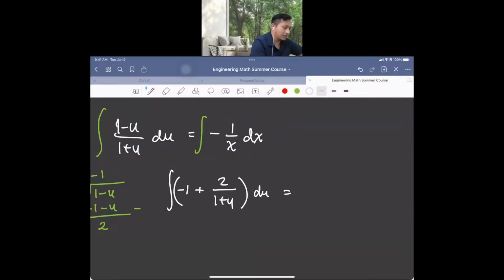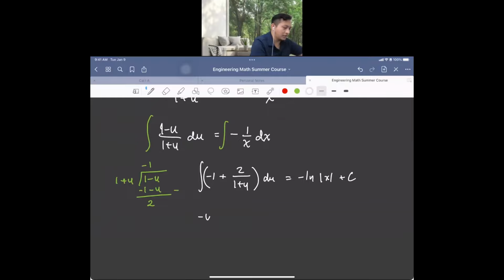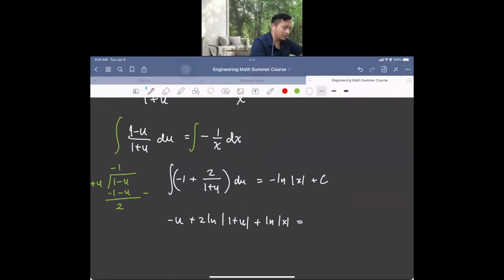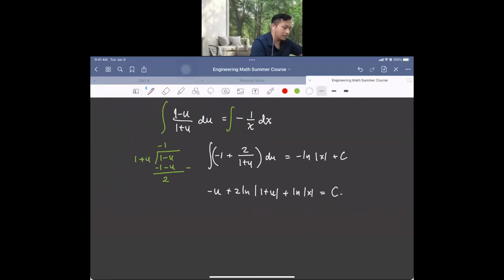And then this will be the ln, right? We can take this plus c. This is negative u plus 2 ln(1 plus u). Let me just write this plus ln x equals c. Okay, let's say c.